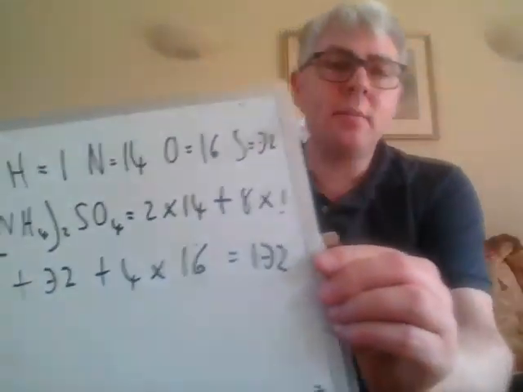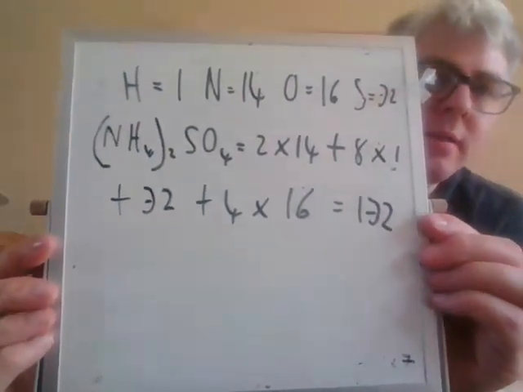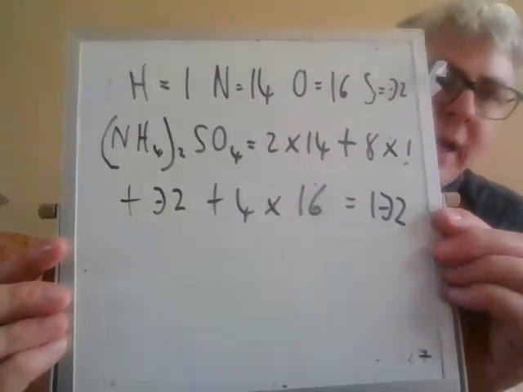So I've just put them all up there, the relative atomic masses. You've got sulfur, which is 32, oxygen is 16. So I just wanted to help you here and show you what it's about.